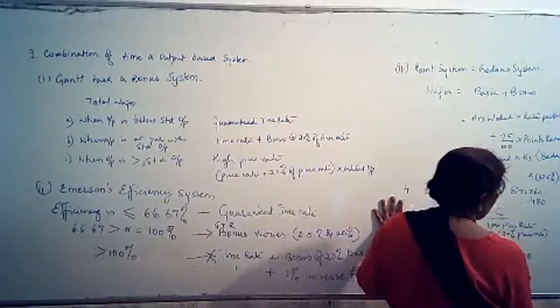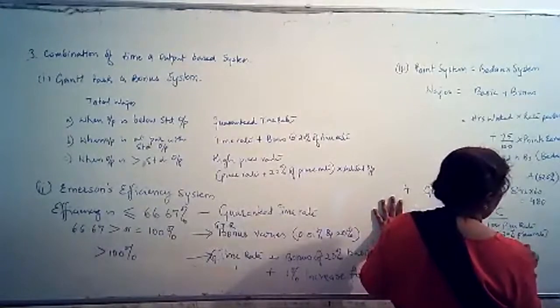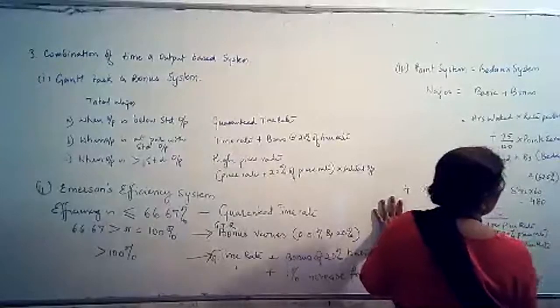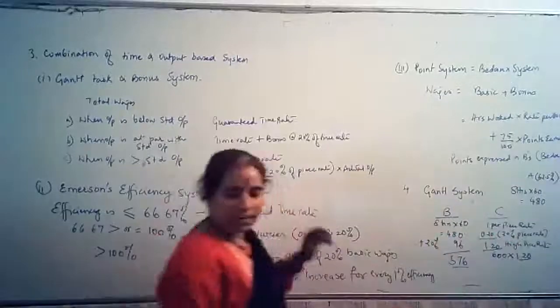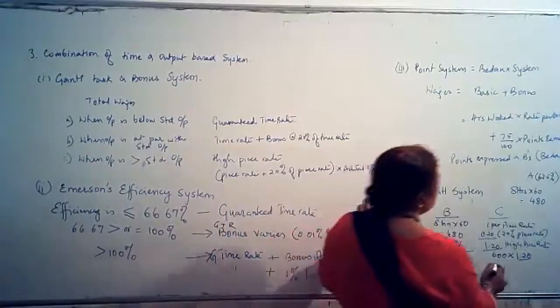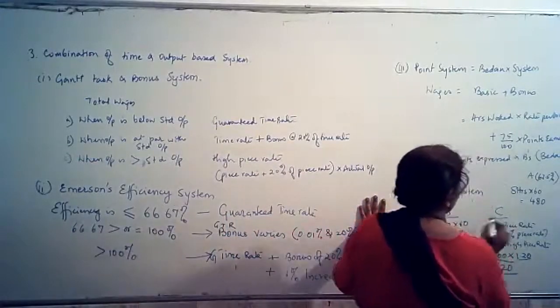This is the actual output. This is the high piece rate. So 600 into 1.20 will come to 720 rupees. So write down, 720 rupees is the total wages of C.